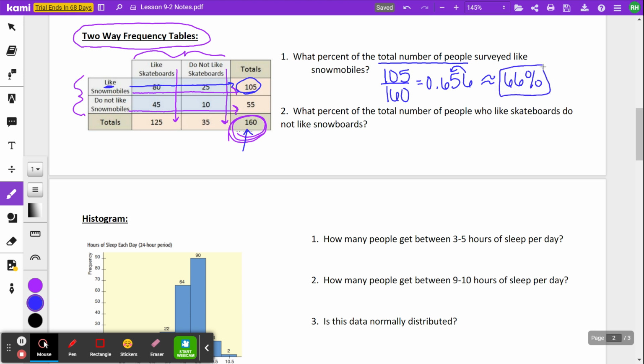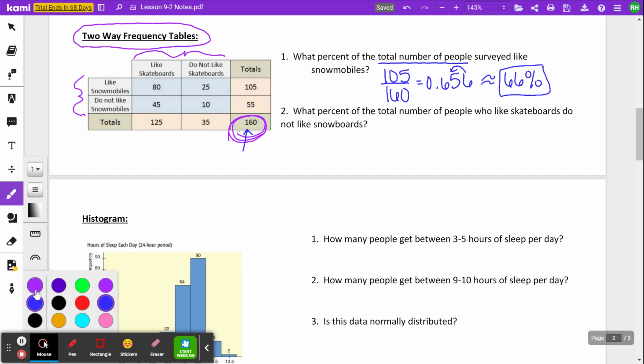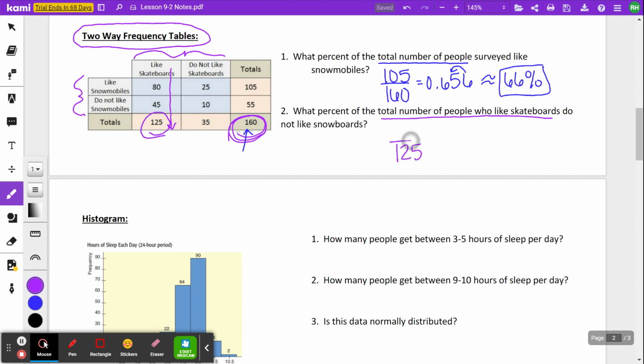All right. So then same thing down here, kind of writing all over my chart here. If you're looking for the percent of the total number of people who like skateboards that do not like snowmobiles, right? So the total number of people who like skateboards, well, that's this column, and the total of that is 125. So that would be your bottom number. And they do not like snowmobiles. Well, in this column, 45 people don't like snowmobiles. So 45 goes over 125. We divide those, and we get 0.36, which we transfer over to a percent, 36%.